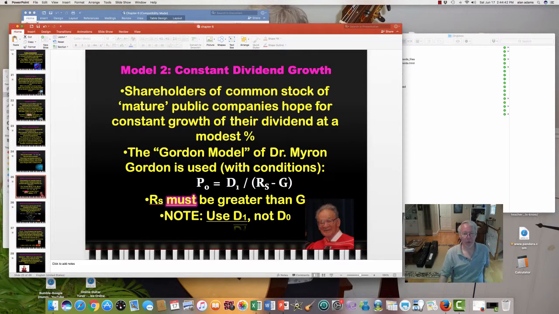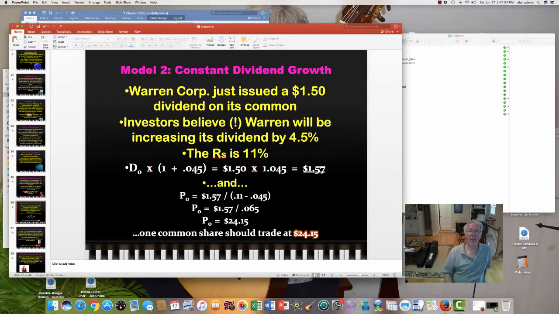Now please remember, the last line there, use D sub 1. Never, never, never, never, never try to use D sub 0. Okay? Very important. All right? Having said that, that's a very easy formula. I'll explain how it deals with infinity later.